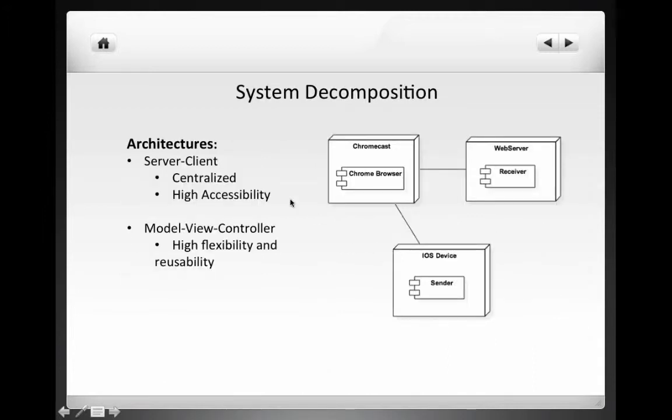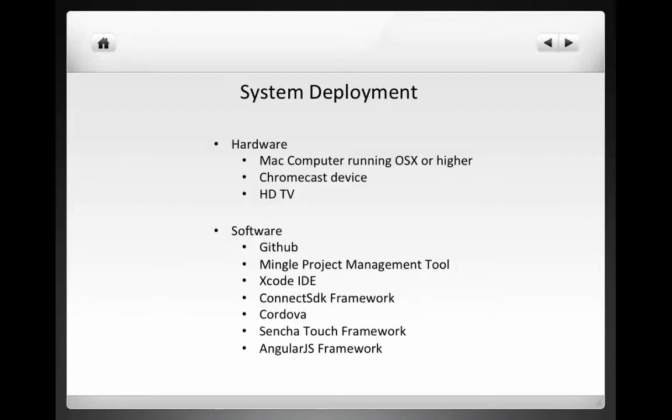For the system decomposition, there are 2 main architectures used: the server-client architecture and the model view controller architecture. To deploy the system, you do need a Mac computer running OS X or higher. You do need a Chromecast device, a high-definition screen, and for the software needed, you do need GitHub, the Mingo project management tool, Xcode, Connect SDK, Cordova, Sencha Touch, and the AngularJS frameworks.